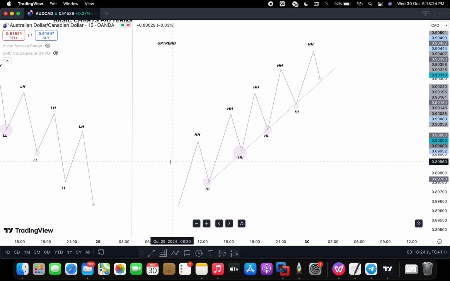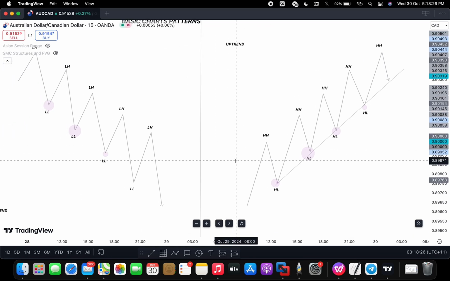Now we're familiar with the two kinds of chart pattern, because for me, this is the chart pattern. This is the best way to identify where price or the directional bias in the market is at this point.